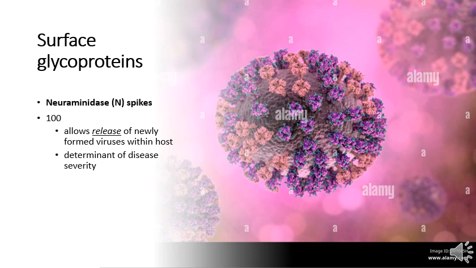And this protein is a determinant of disease severity, because if the virus does not release out of the cell, there will be less chance of infection, and if this protein is working efficiently, there will be more release of viruses from the cell. They will infect more cells, and the chances of infection will be greater.